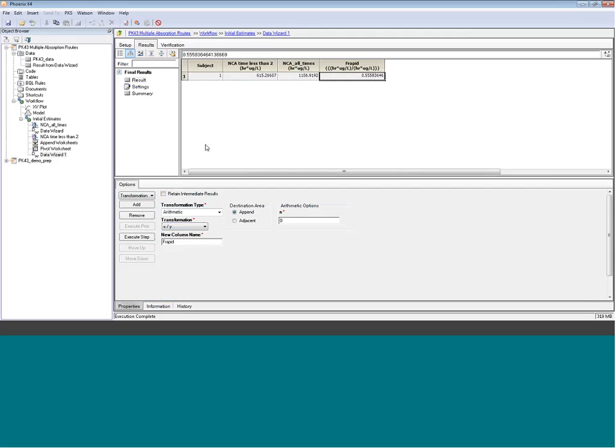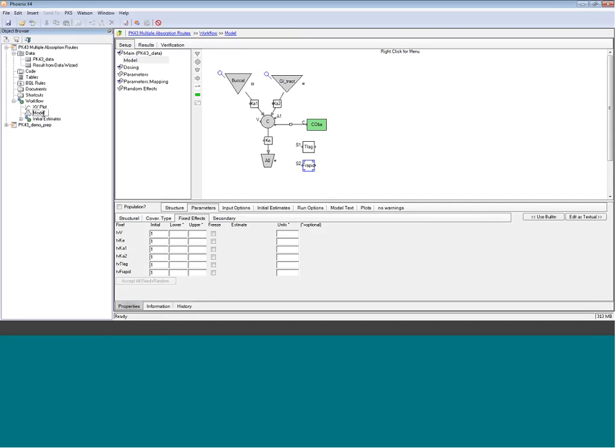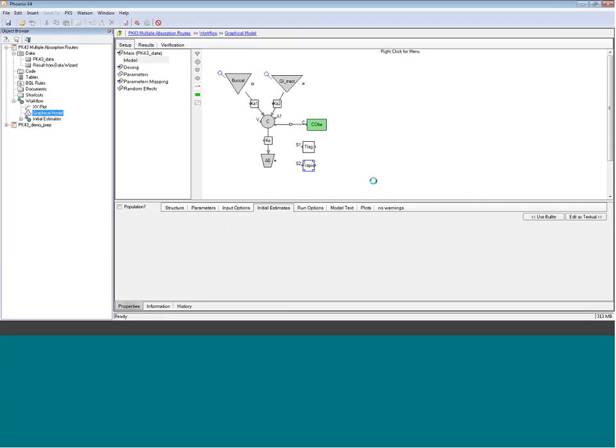Okay. So now I have an idea of some of my initial estimates. So the purpose of this, again, is to determine initial estimates. So I'll come back to my graphical model. Generally, it's probably a good idea to use naming, so I'll call this the graphical model. And go to the Initial Estimates tab.